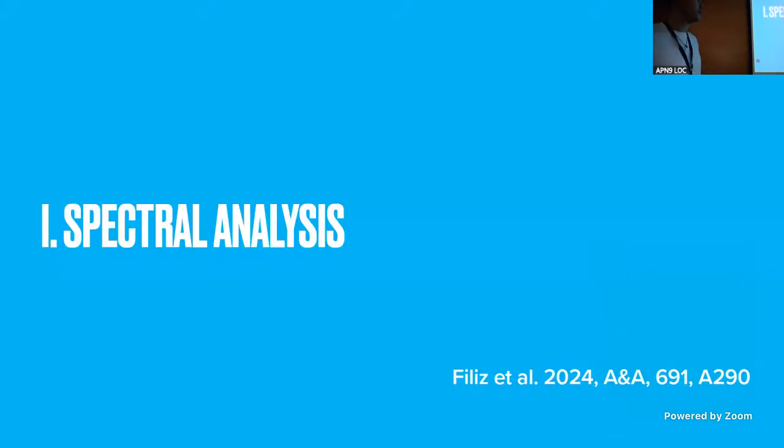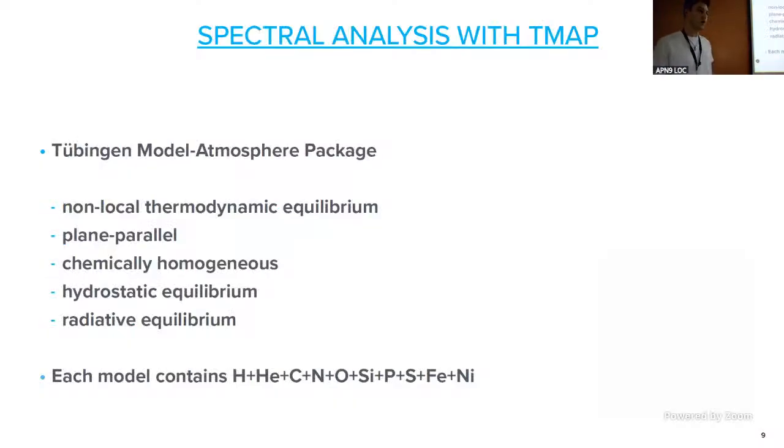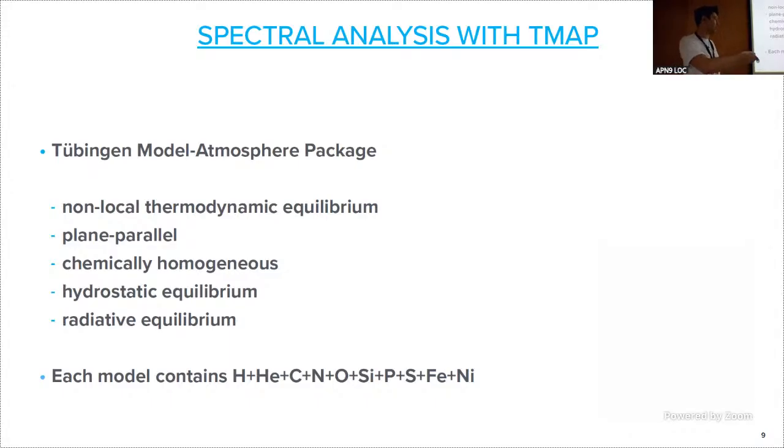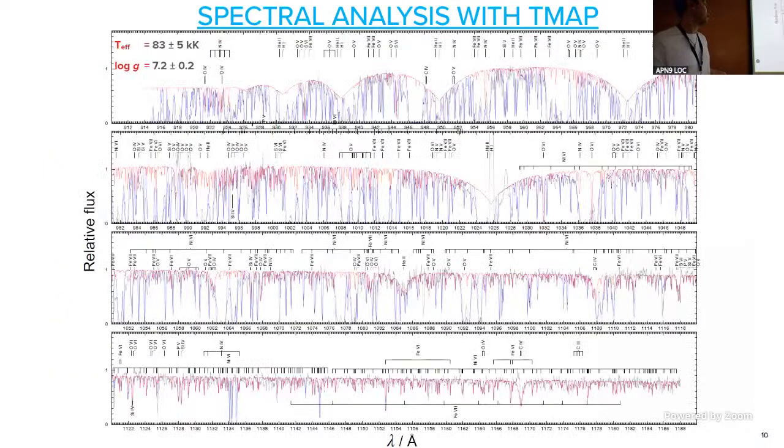In the first part of my talk, the spectral analysis, we use TMAP to calculate non-LTE, plane-parallel, chemically homogeneous models in hydrostatic and radiative equilibrium. Each model contains all of the elements written below, which is actually quite computationally expensive. Here I show an example plot from FUSE spectra of one of the hybrid white dwarfs. Red lines represent our photospheric TMAP model, and blue lines represent the interstellar lines.